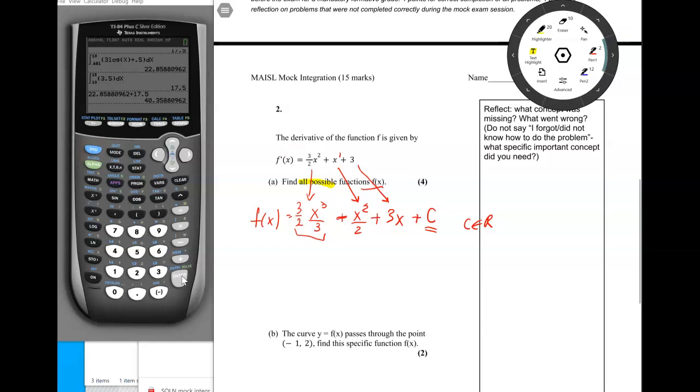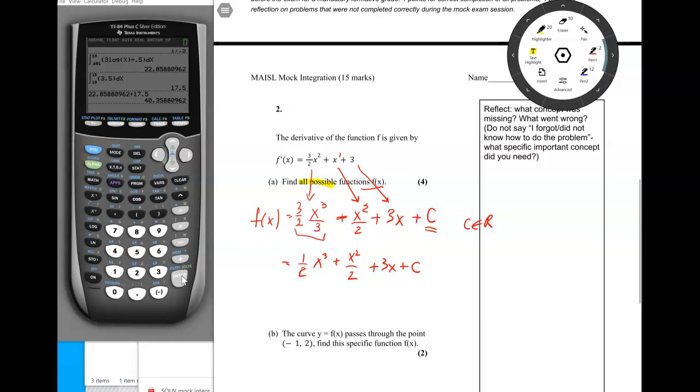So you could do 3 halves divided by 3 in the calculator, and that will give you 0.5. Or you cancel out the 3's, and that'll give you 1/2. Either way is fine. So there's my answer: 1/2 x cubed plus x squared over 2 plus 3x plus C.